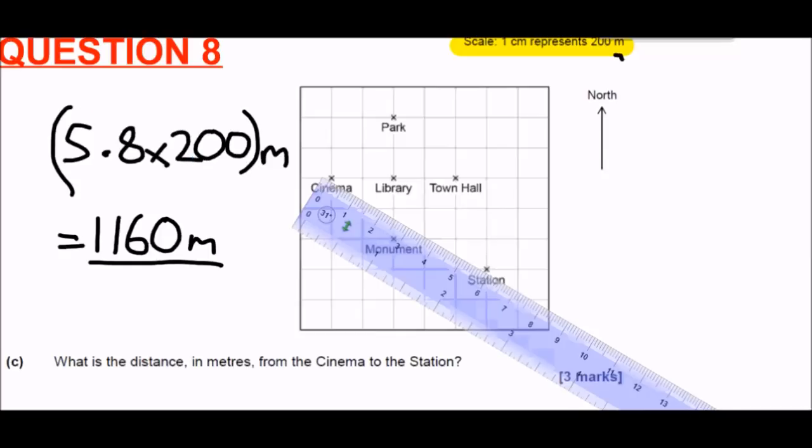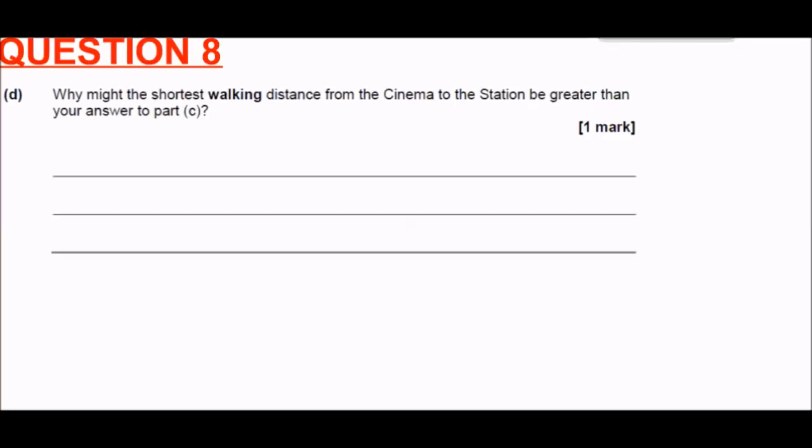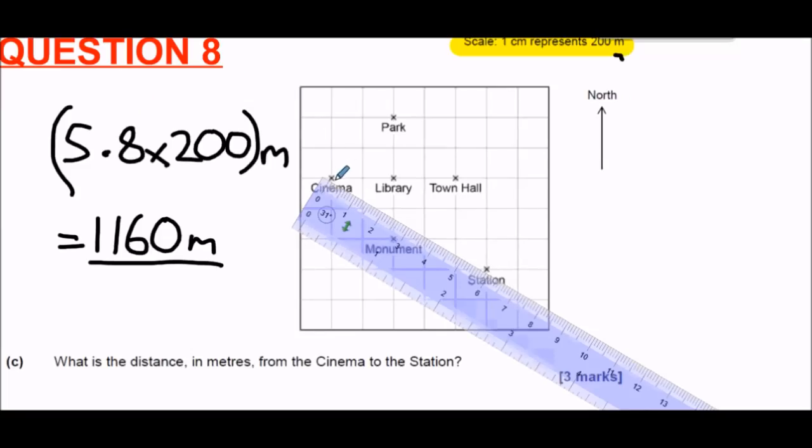And the last part of 8 is 8D. Why might the shortest walking distance from the cinema to the station be greater than your answer to part C? It's a 1-mark question, so don't go off thinking on a crazy tangent. Be thinking simple. 1 mark, a fairly simple answer. So why might it be greater than the answer to part C? Well, what have we assumed for part C? What we've assumed is that we would go on an exact straight line from the cinema to the station.